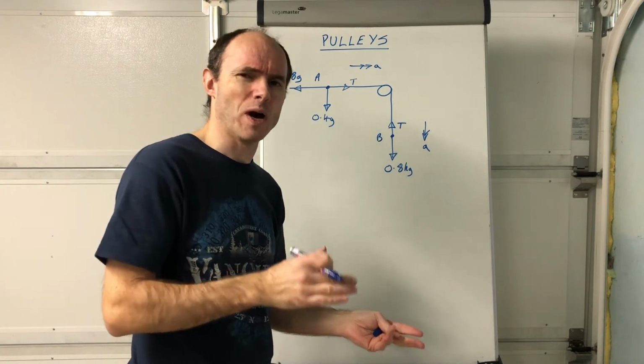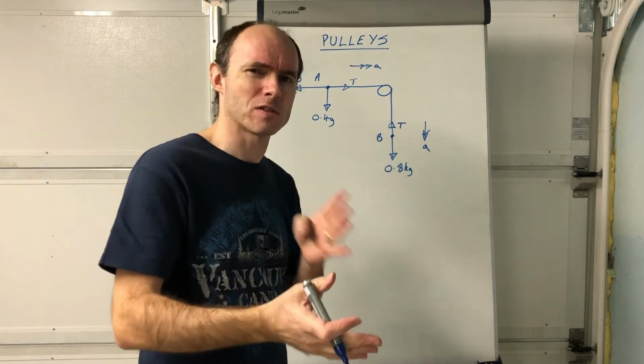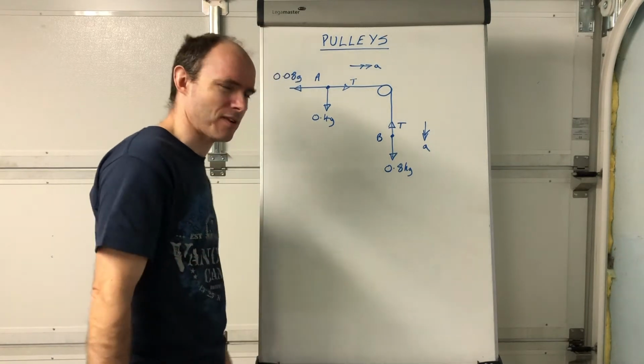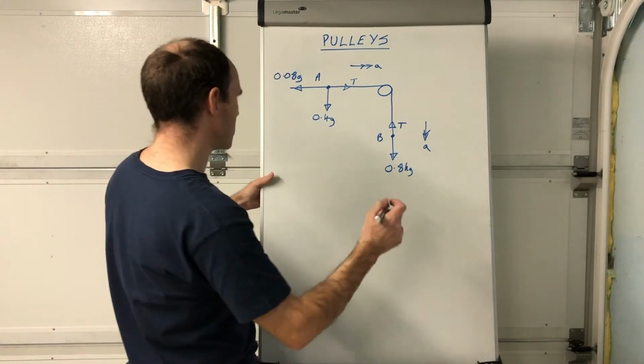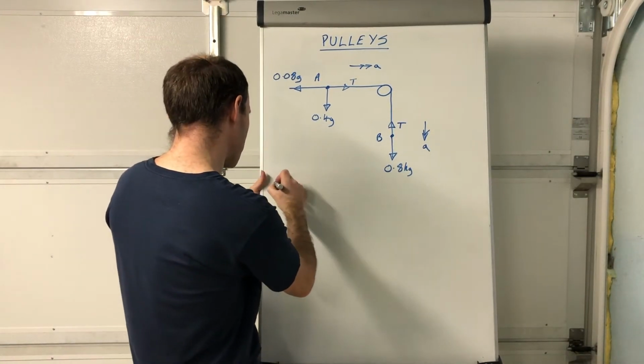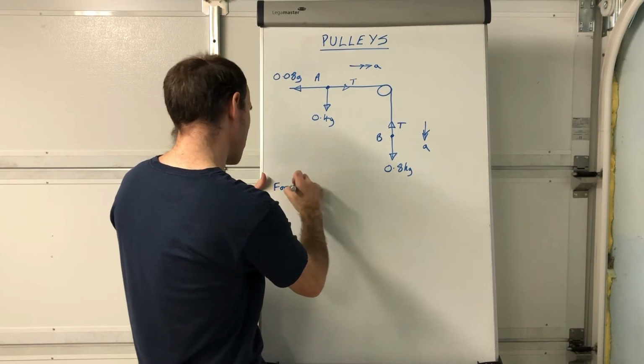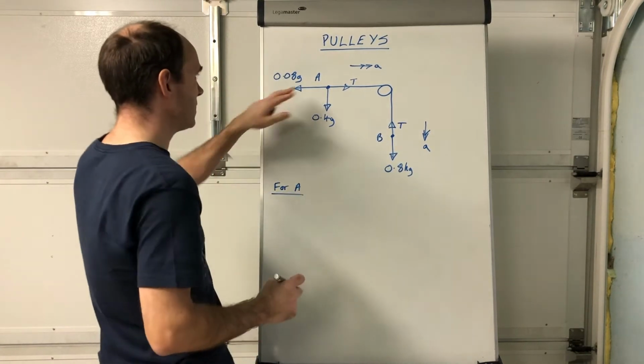Okay, I don't know why, but in this particular example, we're only asked to find one of those, but we can go and find both if you want. So what I'm going to do is look at particles A and B separately. It doesn't matter which order you do it in. I'm going to choose A first of all.